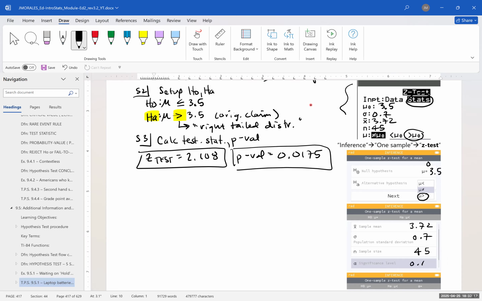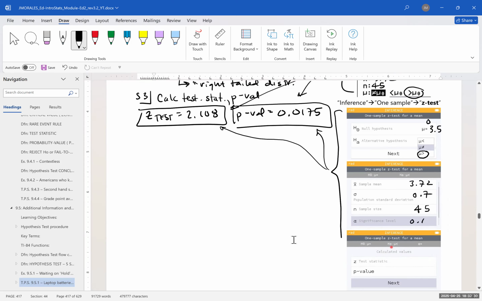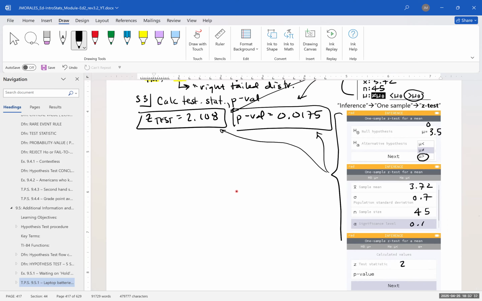All right, so we use the Texas Instruments to get both of those values, and we use the NumWorks calculator also to get those two values. Okay, so that's actually printed down there. So I'll put 2.108 and 0.0175.